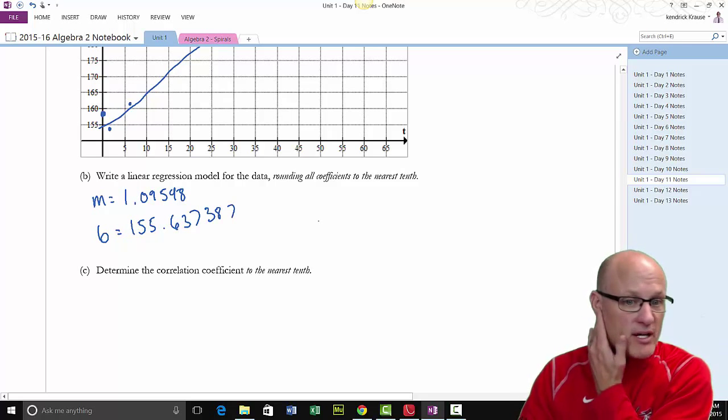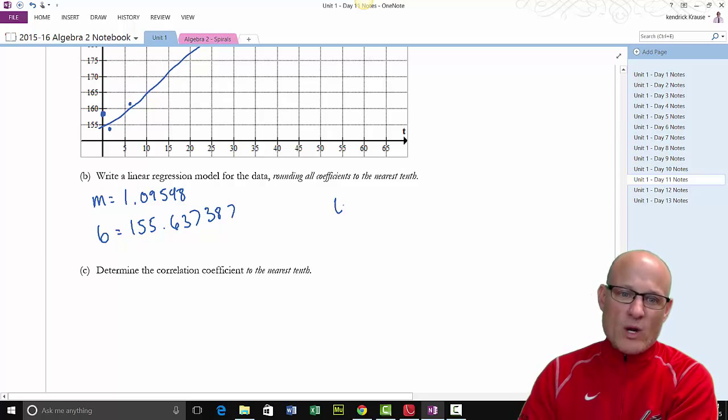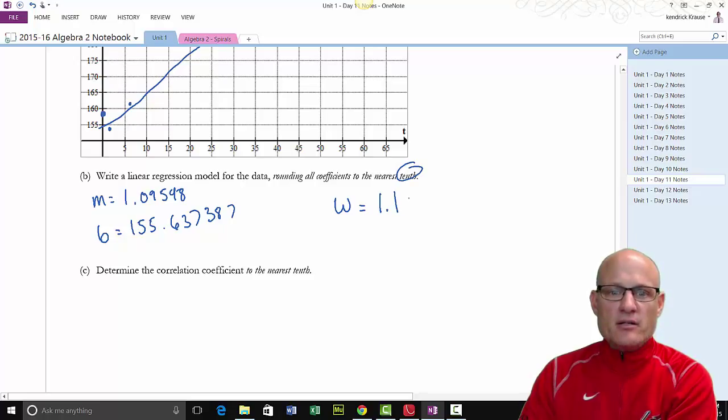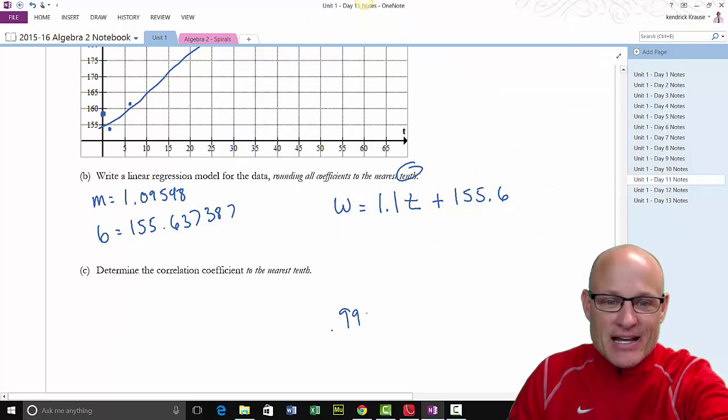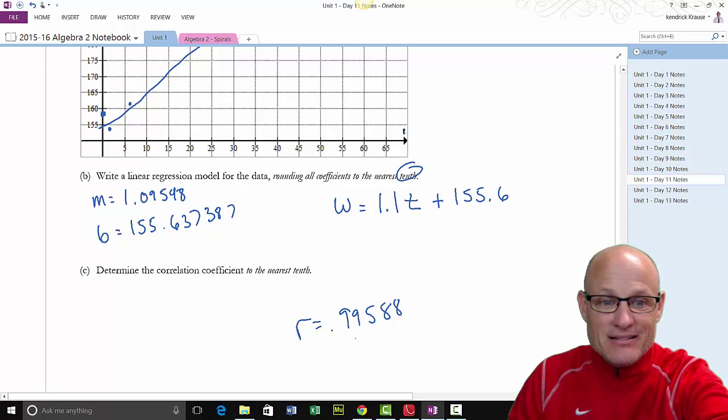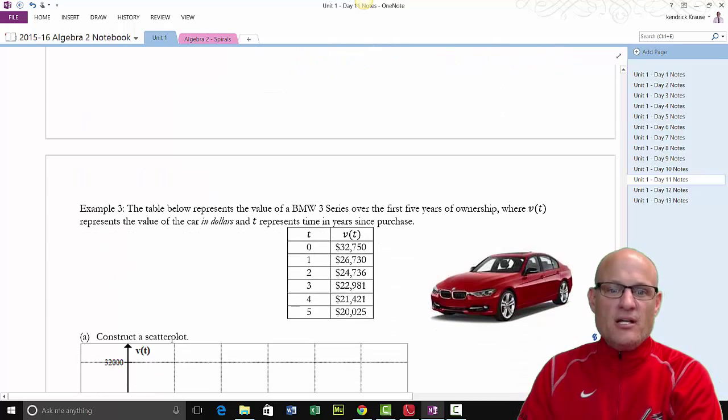All right, so I got to write my equation. Let me do this the right way. My weight is going to be equal to 1.1 times days time plus 155.6. My correlation coefficient, I believe, was very high, 0.99588. That was my R value. To the nearest tenth, that's 1.0.